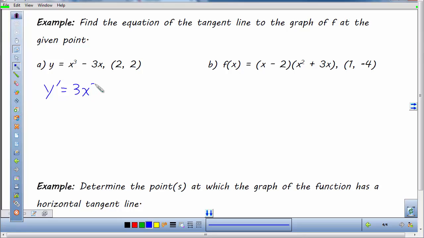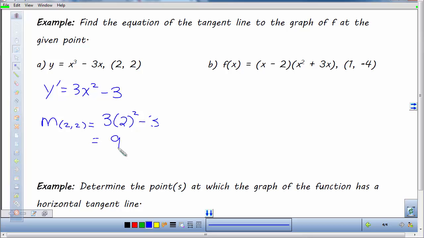Okay, 3x squared minus 3. Okay, so that's our derivative. Now I'm going to use the derivative to do what? Find the slope at this point. So the slope at the point 2, 2 is going to be 3 times 2 squared minus 3, or 3 times 4 is 12, minus 3 is 9. Okay, so I've got my slope. Now that I have my slope, the next thing I need to do is use the point slope equation.